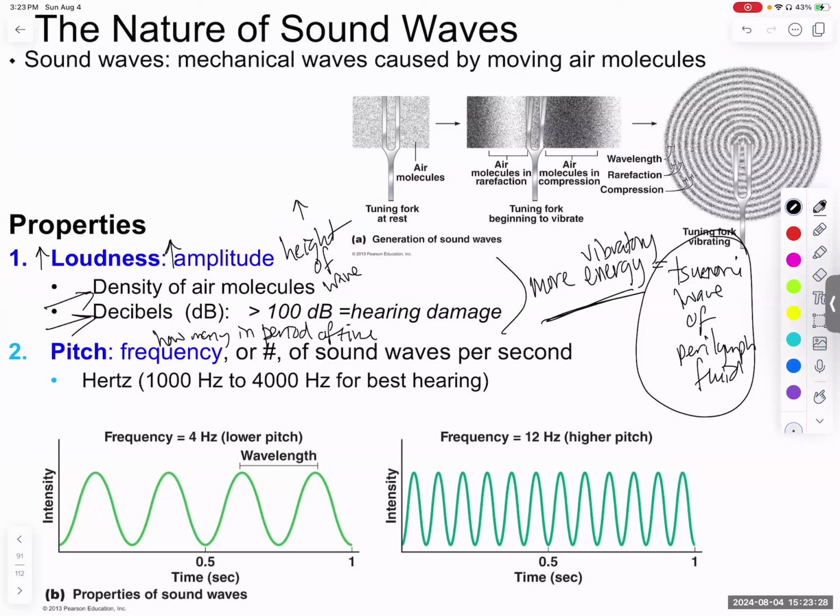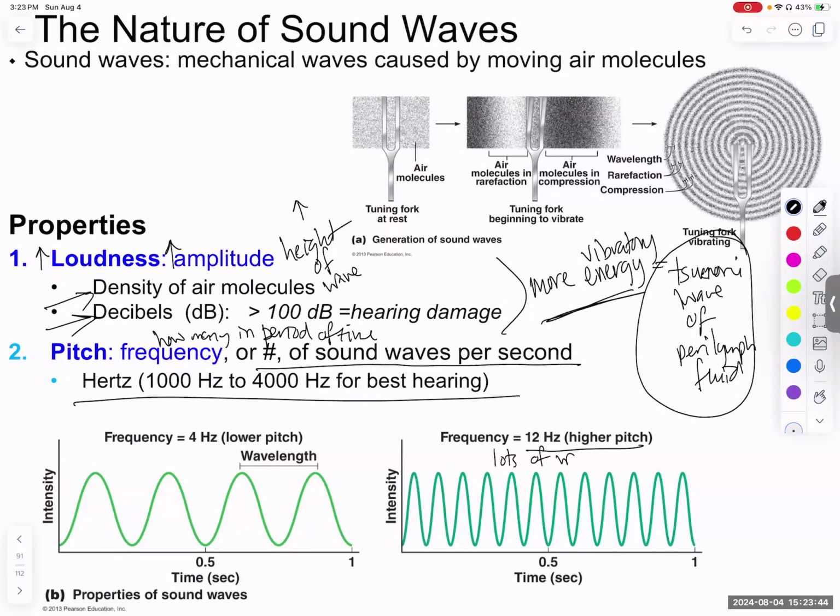Pitch is the frequency, and frequency is the number of sound waves per second. And so that's what hertz are, right? So if we have a high pitch, it means that there are lots of waves in a given amount of time, versus a lower pitch, which has fewer waves.